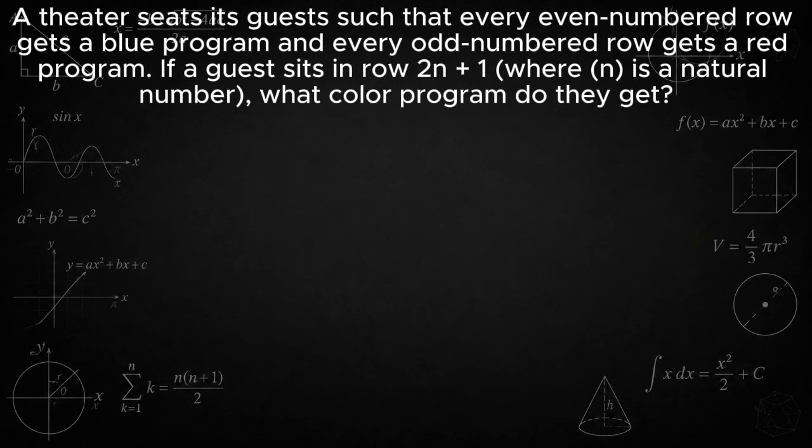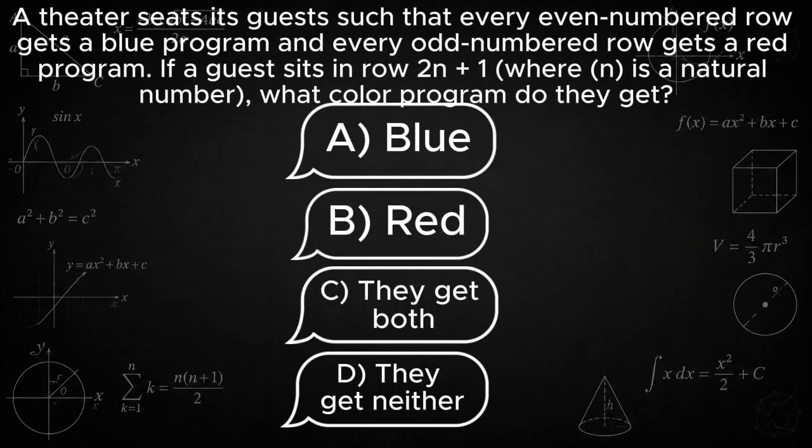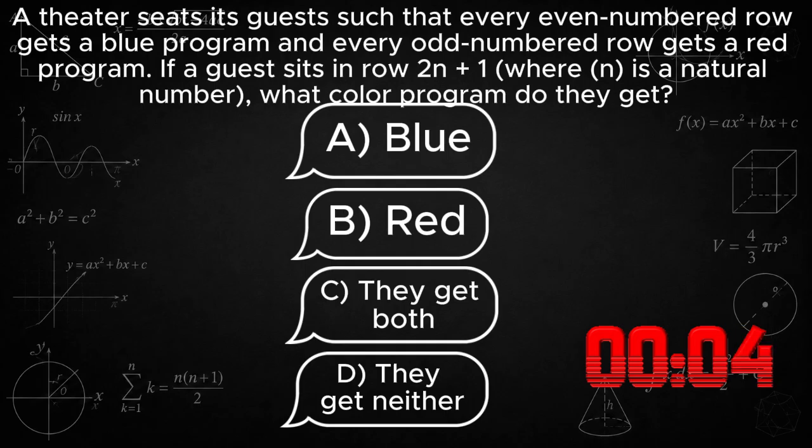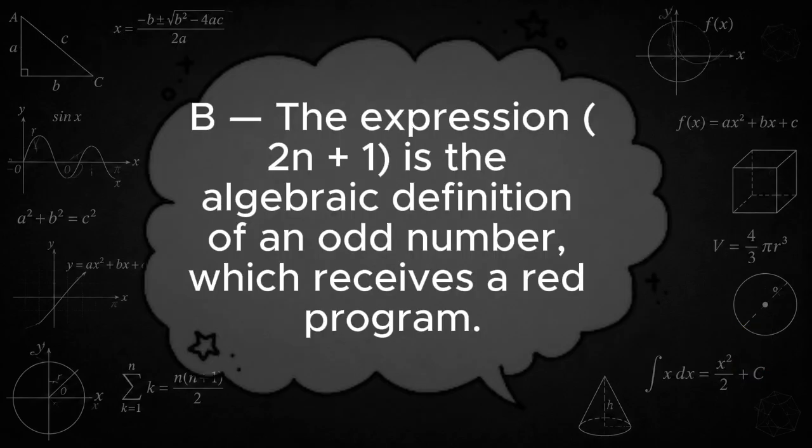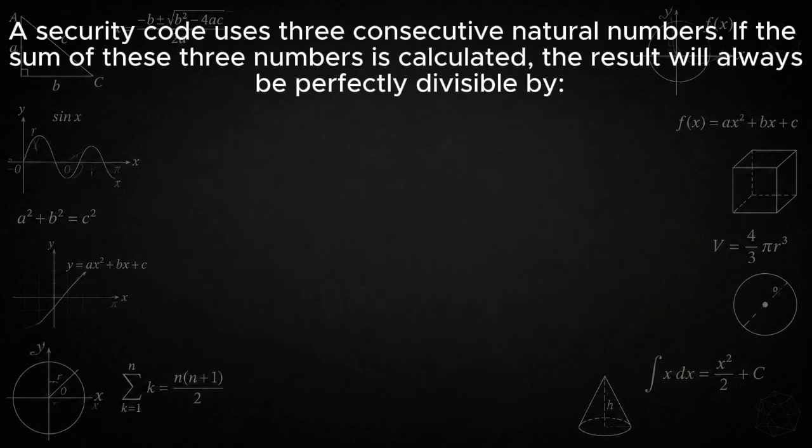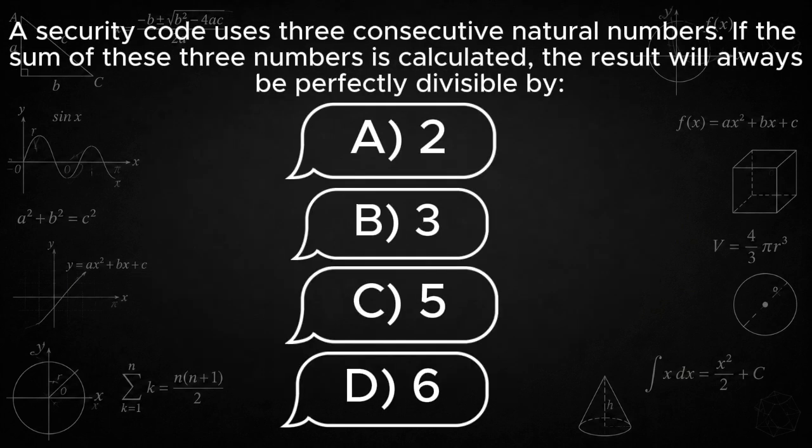A theater seats its guests such that every even-numbered row gets a blue program and every odd-numbered row gets a red program. If a guest sits in row 2n+1, where n is a natural number, what color program do they get? A security code uses 3 consecutive natural numbers. If the sum of these 3 numbers is calculated, the result will always be perfectly divisible by what?